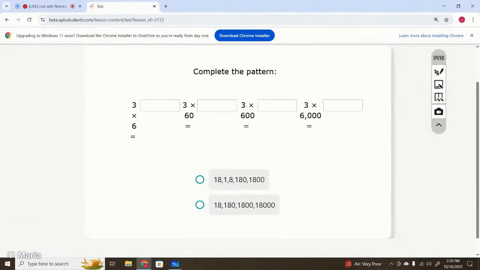Okay, so which is the correct option? That is 3 times 6, 3 times 60, 3 times 600, and 3 times 6000. So, which is the correct option?